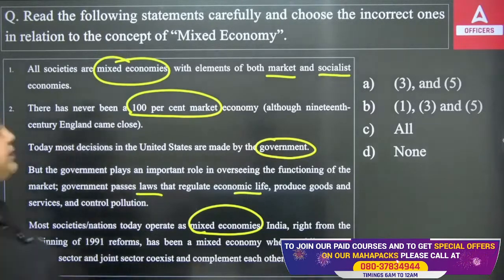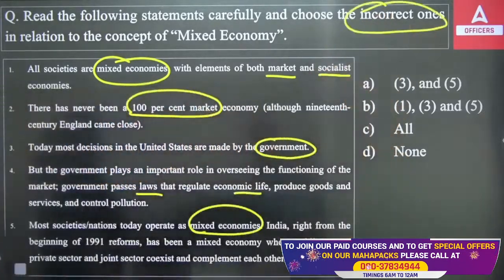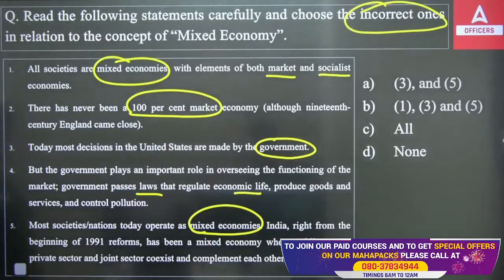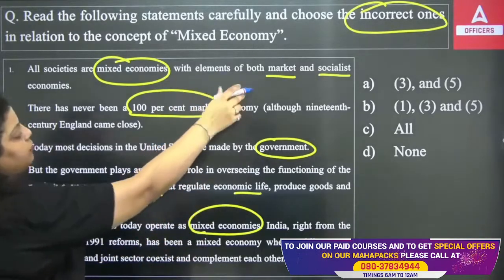So out of these 5 statements, what do you think which of the following is the incorrect one? The incorrect one we are asking about. Okay, so the right answer here will be... so. If I talk about the first one, mixed economy with the elements of both market.